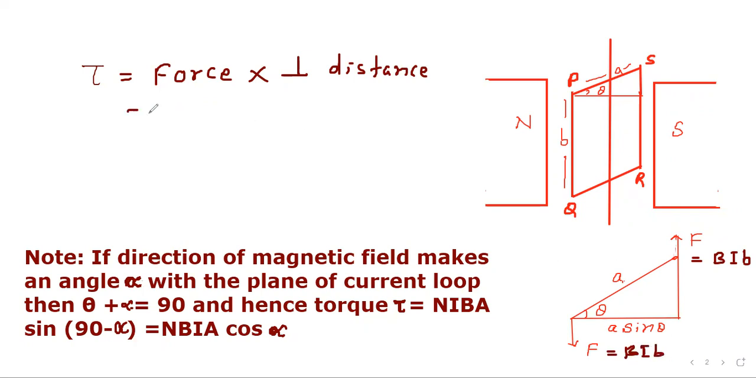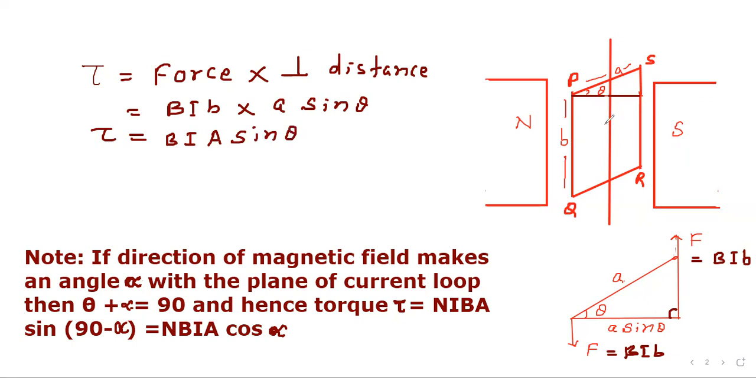So force will be BI small b times perpendicular distance. So if this side is A, this distance will be A sine theta. This side is shown here, magnified view. This is A, so perpendicular distance will be A sine theta. So torque will be BI Ab. Ab can be written as capital A sine theta.